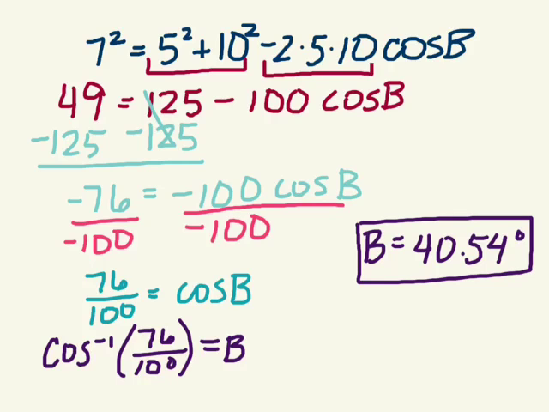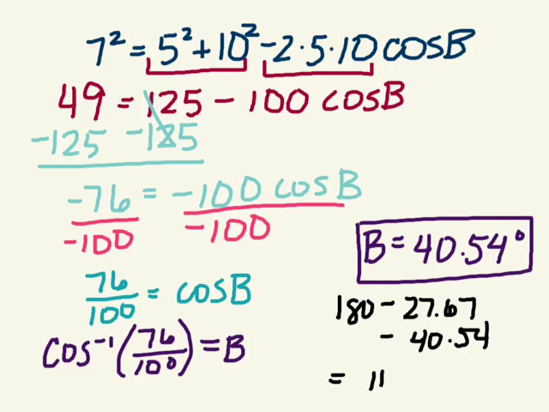Now to find angle C, good news, we don't have to do law of cosines again. We just need to subtract the two angles we know from 180. So 180 minus 27.67 and 40.54 gives us 111.79 degrees for C.